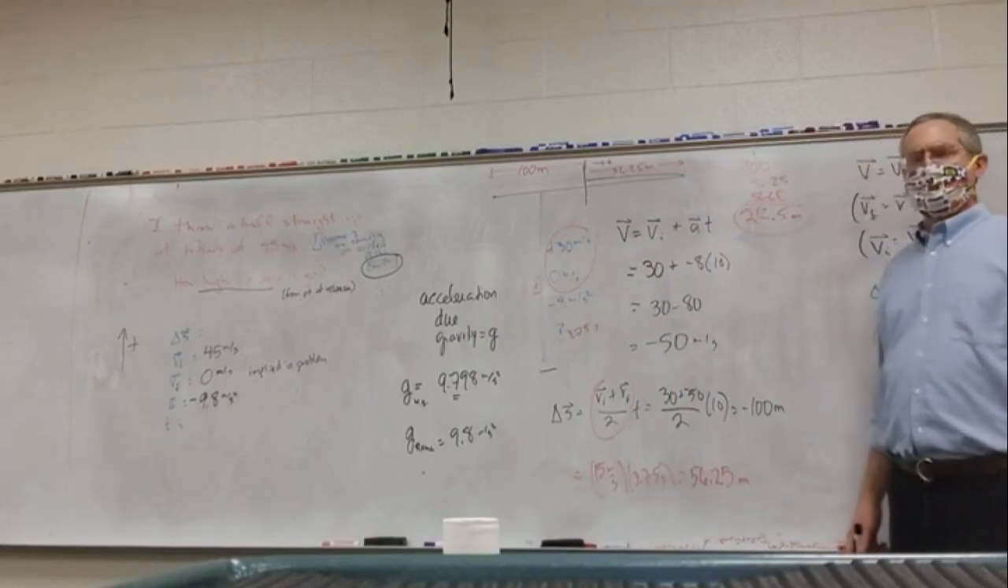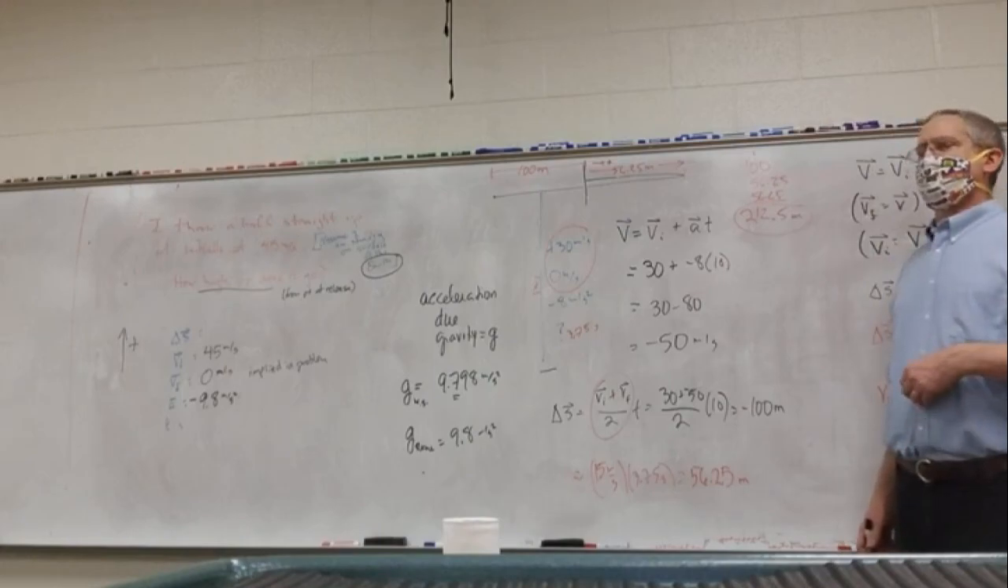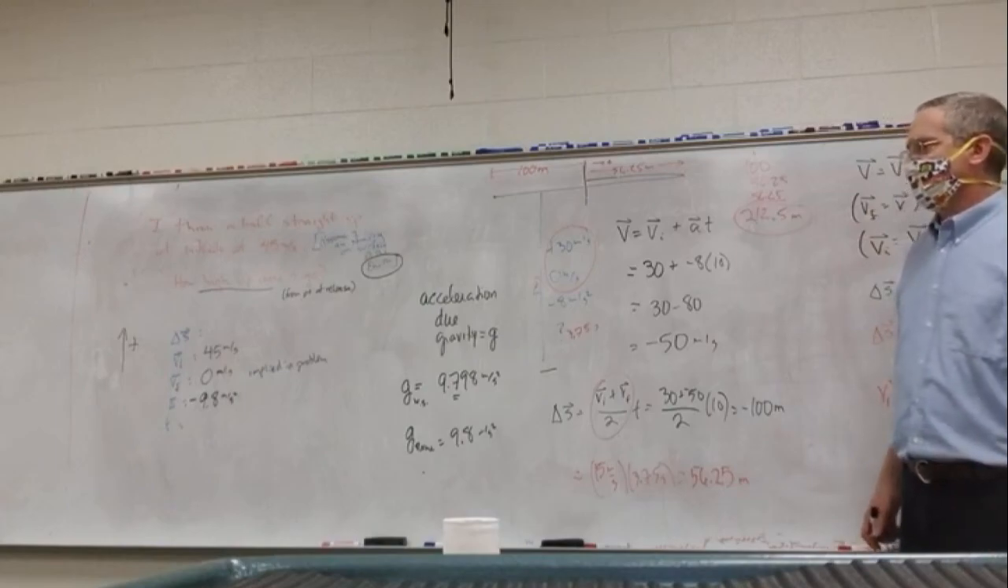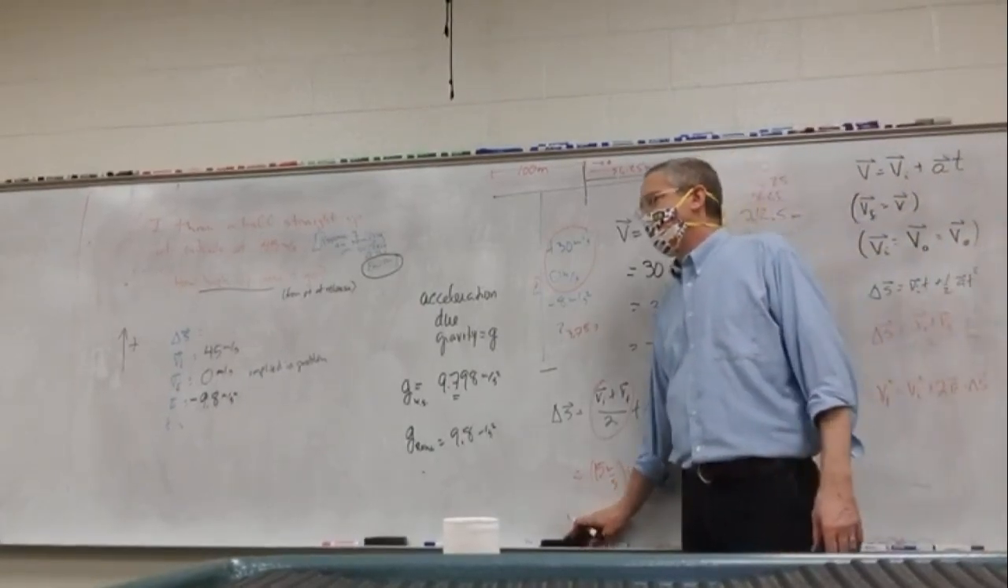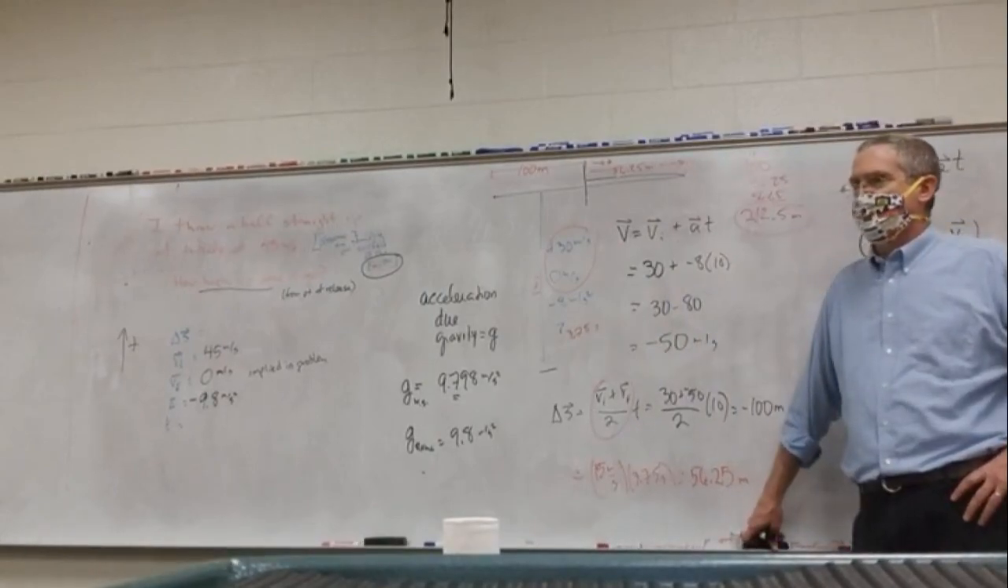Mars, I think, is 3.7. Venus is 8.9 meters per second squared. On average, Jupiter is somewhere in the mid-20s meters per second squared. The Moon is about 1.6, 1.7 meters per second squared.